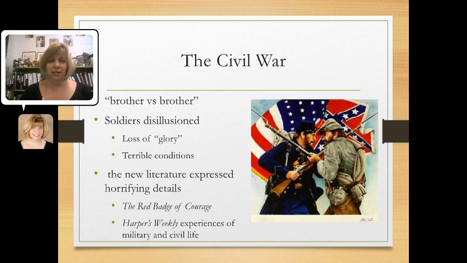The soldiers became very disillusioned. The battlefield conditions were terrible, the hospitals were awful, and they saw a lot of starvation, a lot of disease, and some horrific injuries. The new literature started to express these horrifying details. Instead of showing war as King Arthur and his knights of the Round Table riding off to save the day, books like The Red Badge of Courage showed what battlefield conditions were really like. Harper's Weekly published weekly experiences of both military and civil life that disillusioned a lot of people about war being glorious or romanticized.